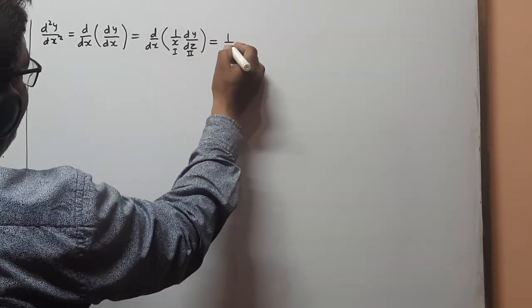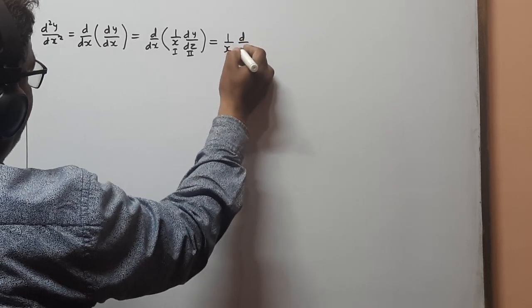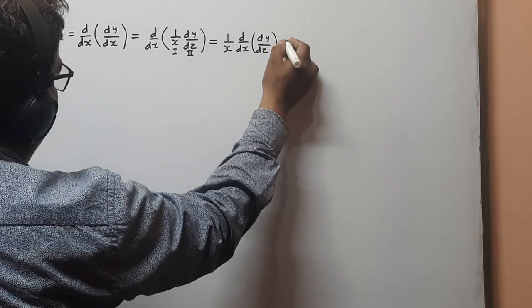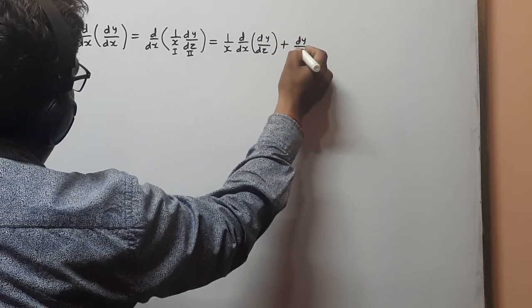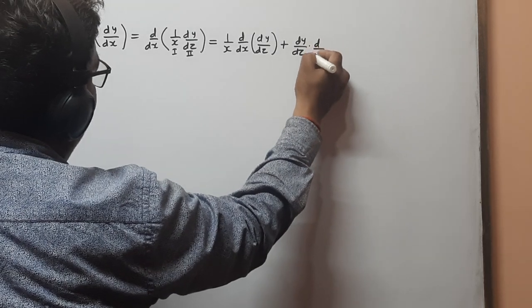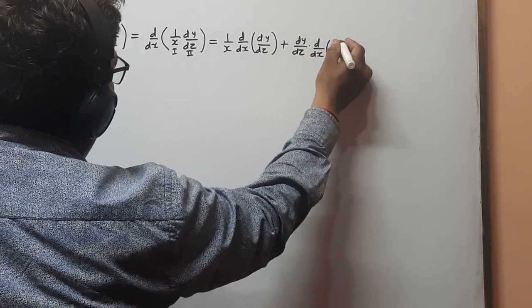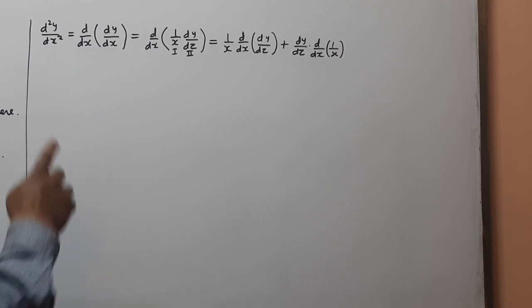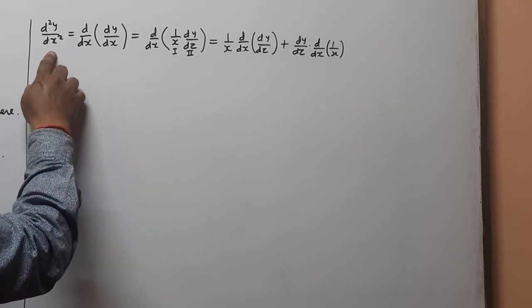So first we write here 1 upon x, first function, then differentiation of dy by dz with respect to x, plus second function dy by dz multiplied by, now we differentiate 1 upon x with respect to x. So we find here the second order differential coefficient of y with respect to x, that is d2y by dx2.